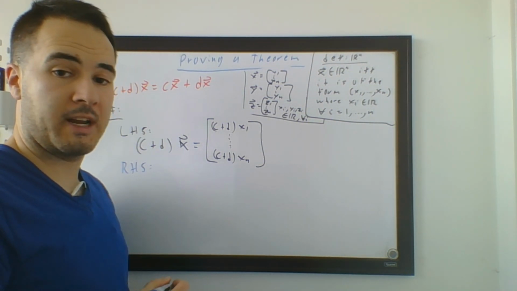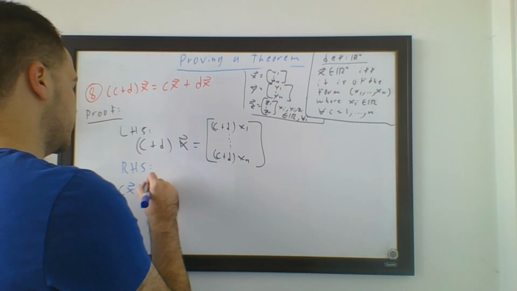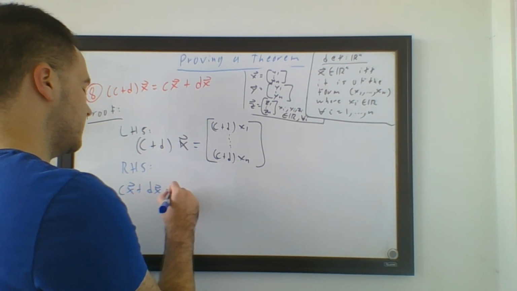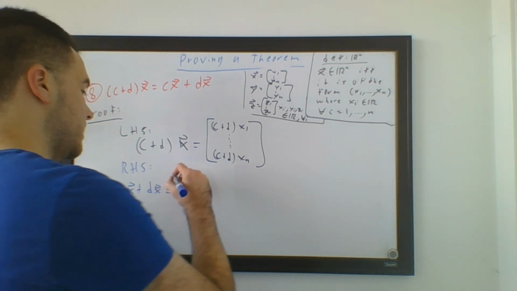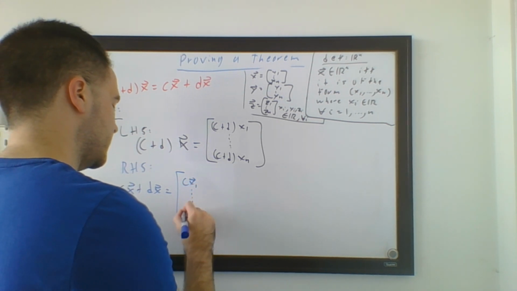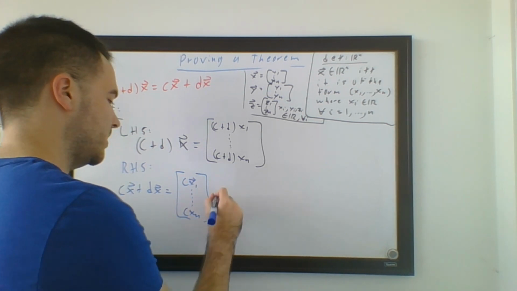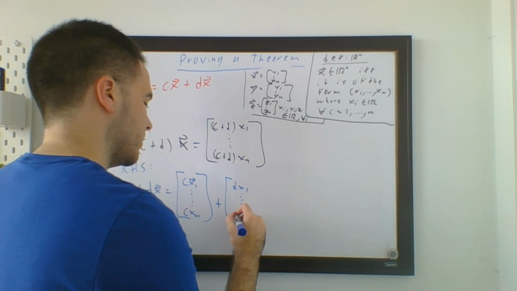And now we can do the right-hand side. So we take c times x plus d times x. We can do our scalar multiplication for each of these. So I will take c, multiply by each element of x for the first one, and then do the same for d for our second term.